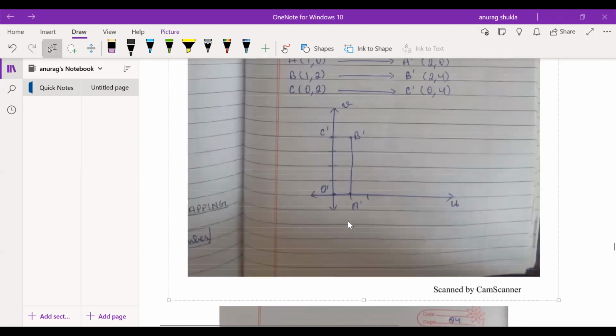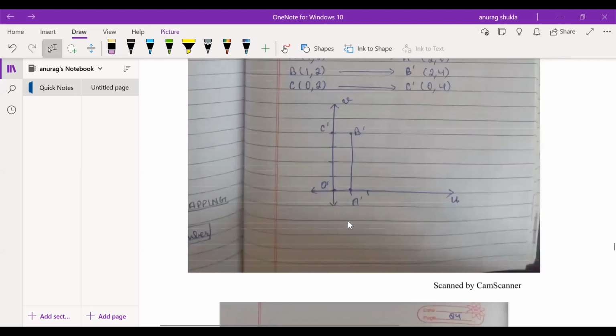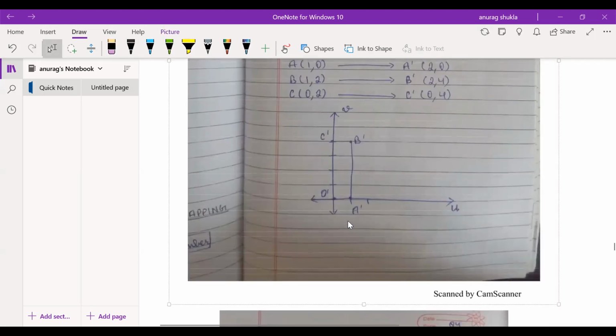So O(0, 0) maps to O dash with coordinates 0, 0. A is 1, 0, which becomes 2, 0. B is 1, 2, which becomes 2, 4. C, 0, 2, becomes 0, 4. So this is in your UV plane. Earlier in the XY plane, it is a simple rectangle.